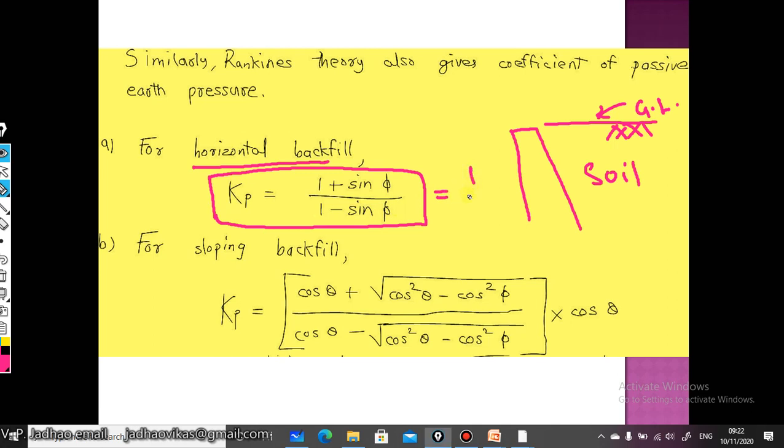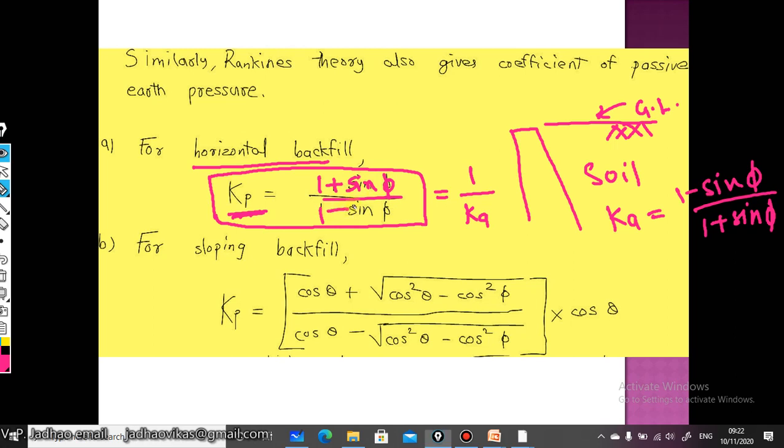We can also consider it as 1 divided by Ka, because the coefficient of active earth pressure is (1 minus sine phi) divided by (1 plus sine phi), where phi is the angle of internal friction. So the coefficient of passive earth pressure in case of horizontal backfill is (1 plus sine phi) divided by (1 minus sine phi). This is the formula.